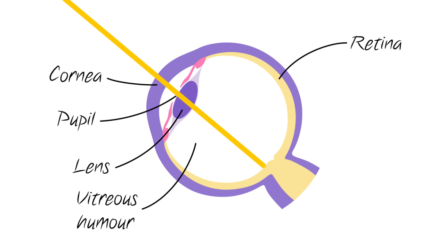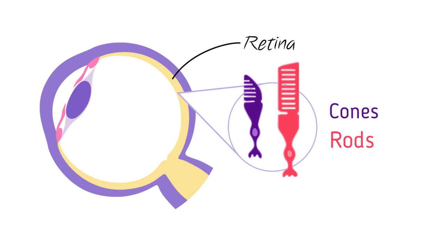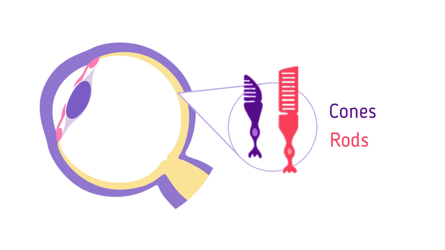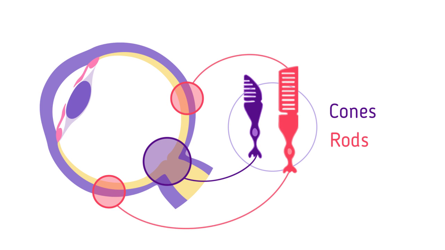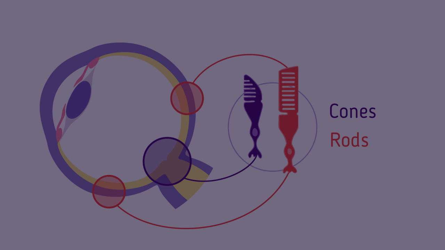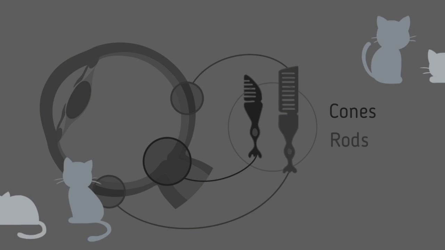The retina has photoreceptors on it, rods and cones. The cones, located at the center of the retina, can distinguish colors. The rods are at the outer edges of the retina. They are more sensitive to light than cones, making it possible to see in dim light, but they cannot distinguish colors. This is why all cats look gray at night.